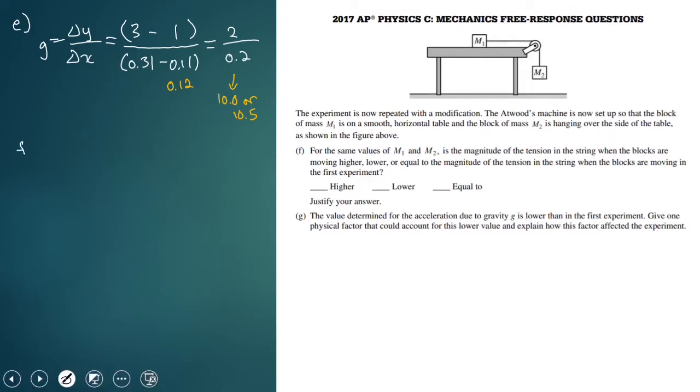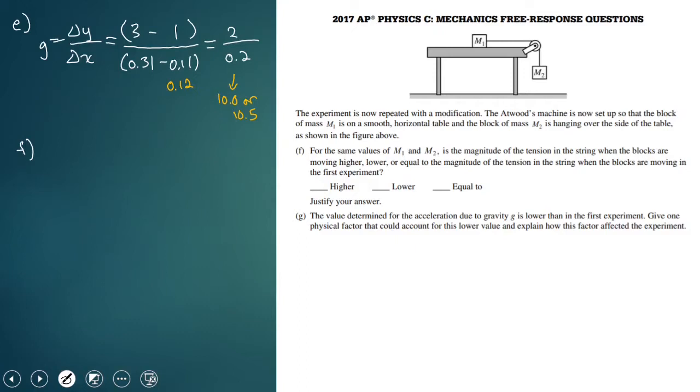Now for question F, it says, the experiment is now repeated with a modification. We now have an Atwood's machine across a tabletop. So we have M2 hanging off, M1 on the table. And so question F says, for the same values of M1 and M2, when we do both experiments, is the magnitude of tension in the string when the blocks are moving higher, lower, or equal to the magnitude of tension when the blocks are moving in the first experiment? So essentially, is the tension greater in the second experiment or less than in the second experiment or equal compared to the first? So the answer is lower.